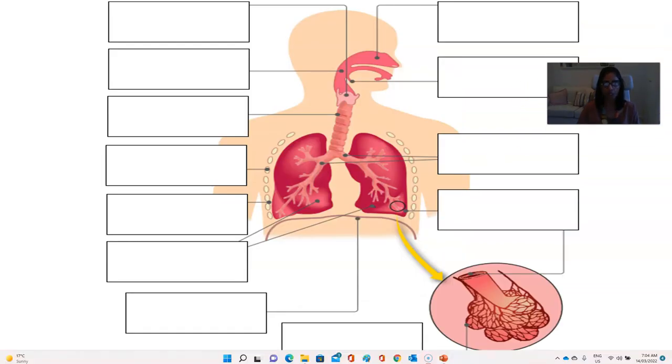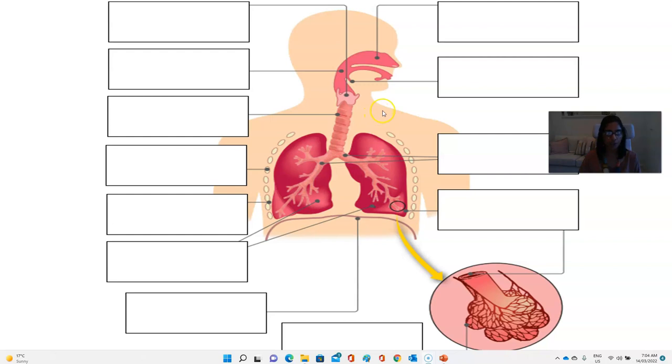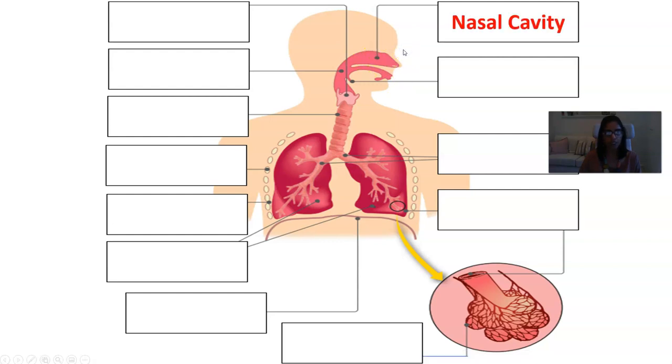Okay, we're going to start off by looking at the anatomy of the respiratory system. So we're going to start up here. After air enters the nose and the mouth, we are in this space at the back of the nose called the nasal cavity. As air passes through the nasal cavity, we hit the back of the throat, and this is called the pharynx. From the pharynx, we pass through this flap of tissue, and this ensures that food and air go down the correct tube, and that is called the epiglottis.